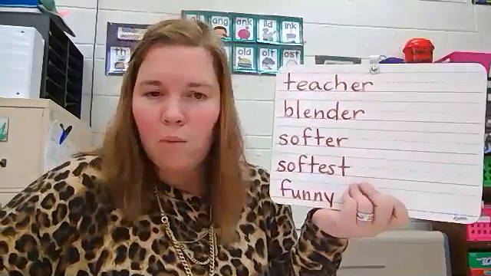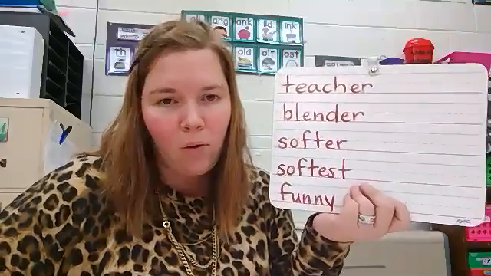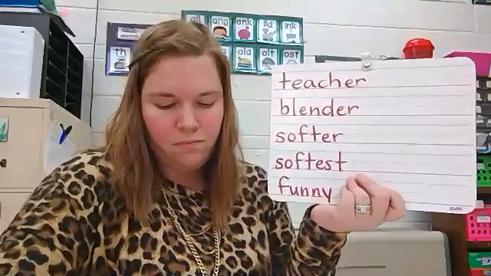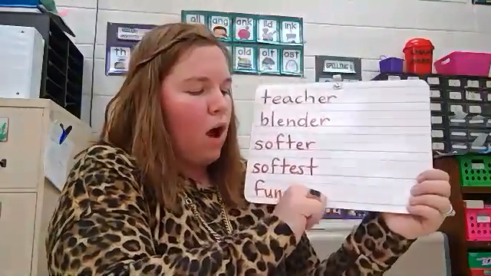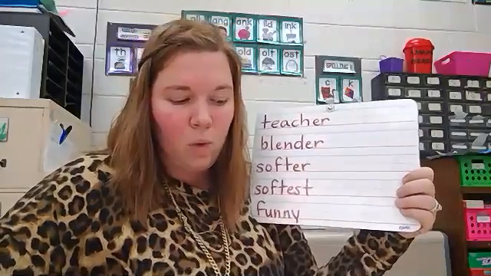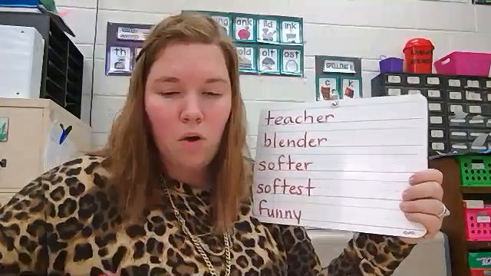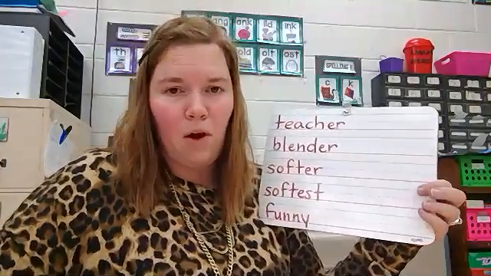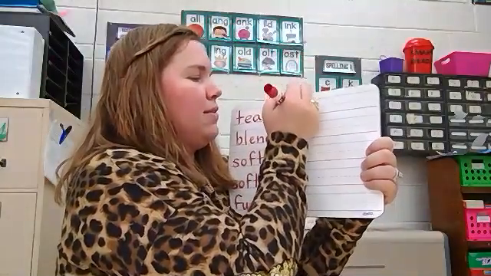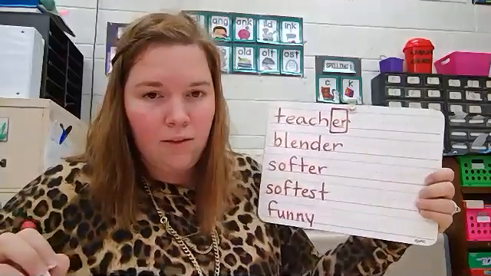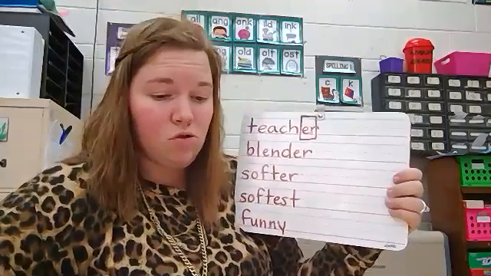Do you remember what we do when we see a suffix at the end of a word? How do we code suffixes? Yeah, we put a box around it. So we will draw a box around the suffix and then we will code the root words like normal. Okay, the root word is the word that's left over. Okay, so in teacher, the ER is a suffix. It's someone who teaches. So now we can go back and code teach.